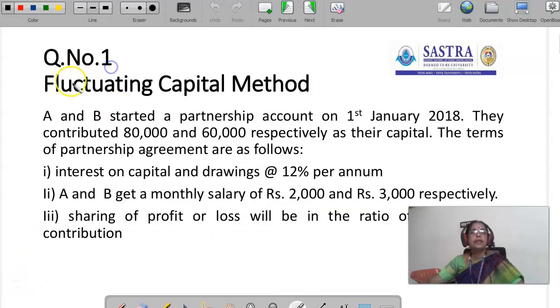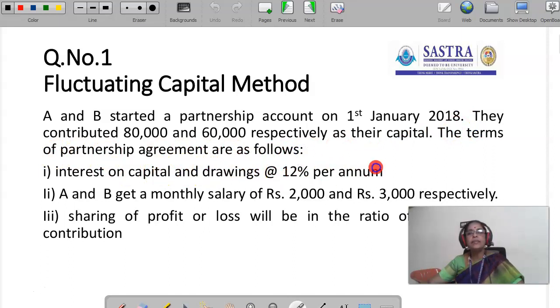So this is question number 1. The firm is following the fluctuating capital method. How do we have to prepare the capital account? Let's see. A and B started a partnership on 1st January 2018. They contributed 80,000 and 60,000 respectively as their capital. The terms of the partnership agreement are as follows.